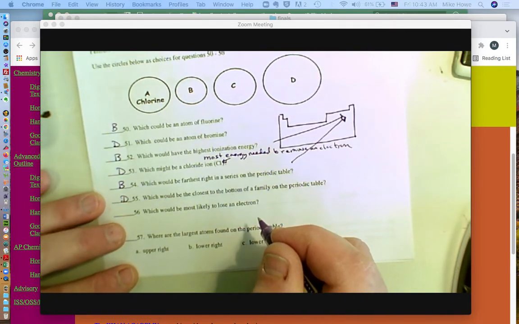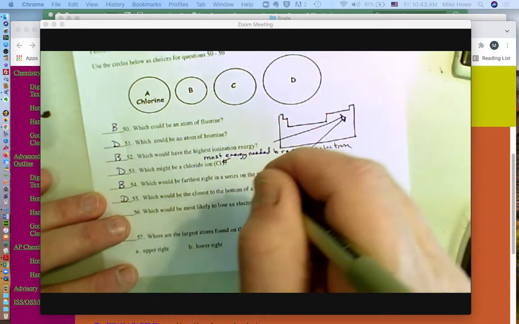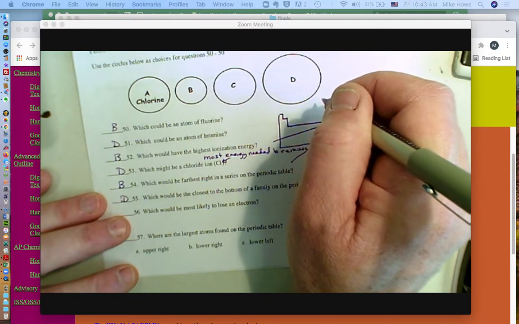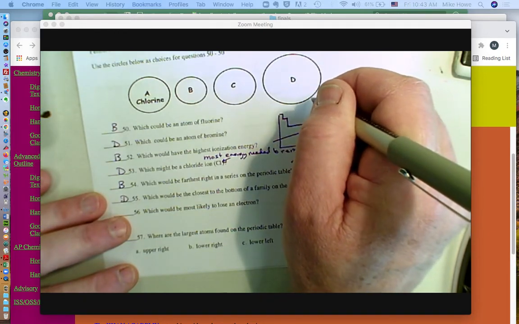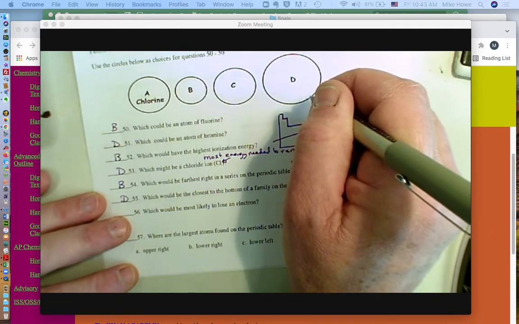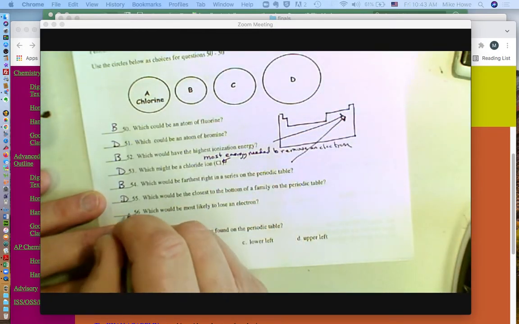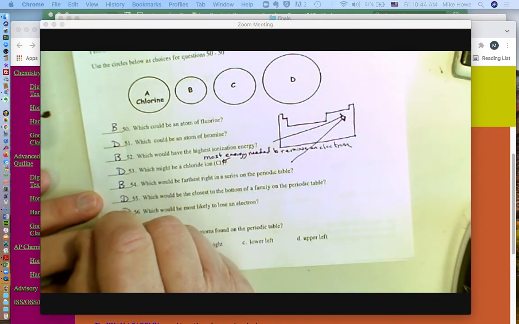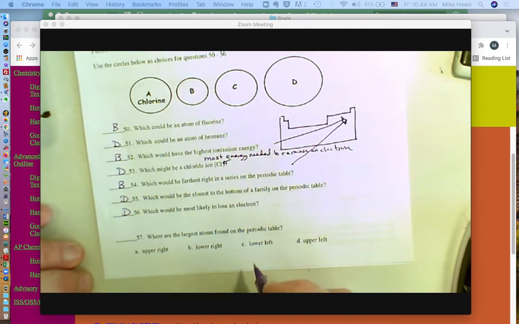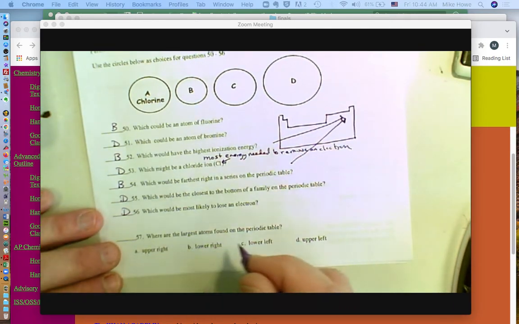And the one that's most likely to lose an electron, this number 56, would be the one that's not holding its electrons very tightly. So that would be the bigger one, because they're big because they're not holding on to their electrons super tightly. And then we already answered this question, the largest atoms are in the lower left.